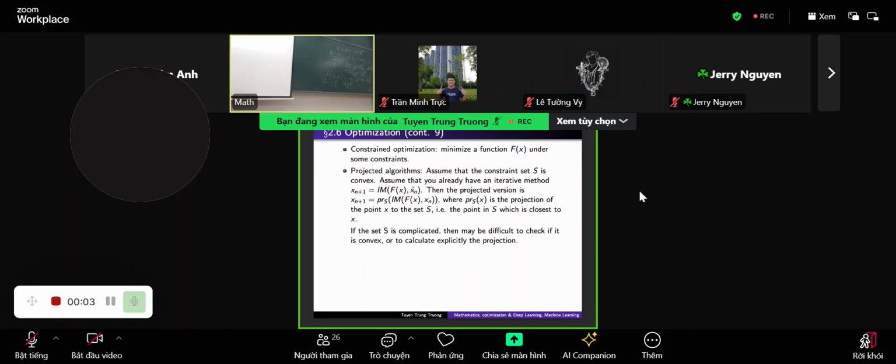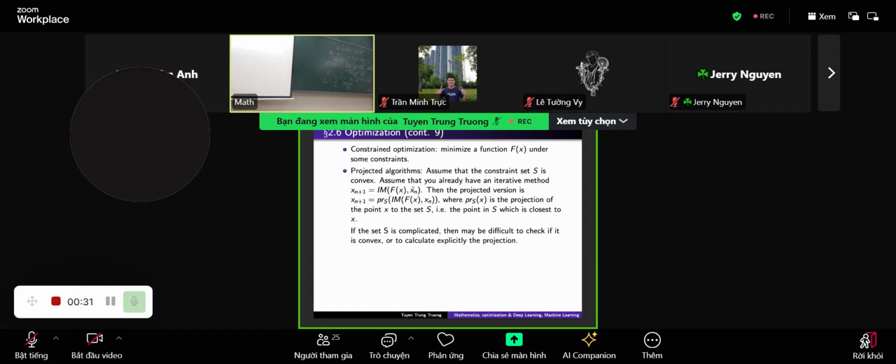So you minimize a function f(x) under some constraint. First of all, you assume that x lies on the unit sphere, which means that the norm of x is 1, or x squared is 1. So one common method is you can project your algorithm. You have any algorithm, and you apply it to your point x0. You choose x0 inside this constraint set, and you apply your method.